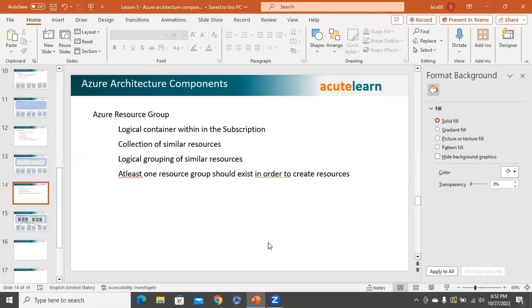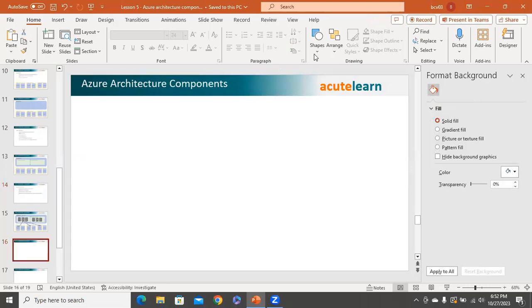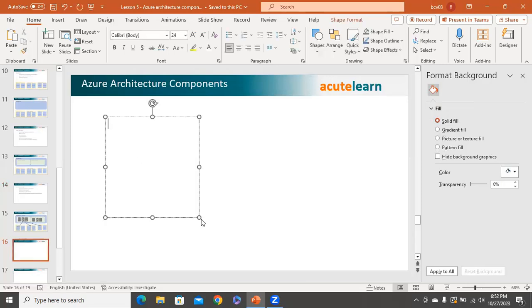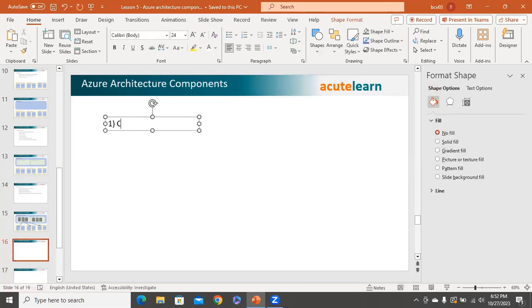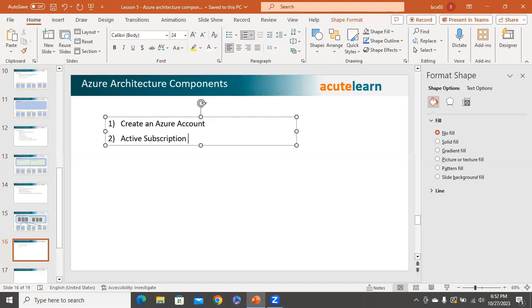So, what is our first step? The first step is we need to create an Azure account. Once we have an Azure account, then we need to have an active subscription, or I would say buy a subscription.